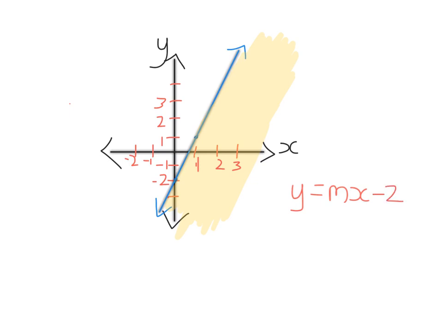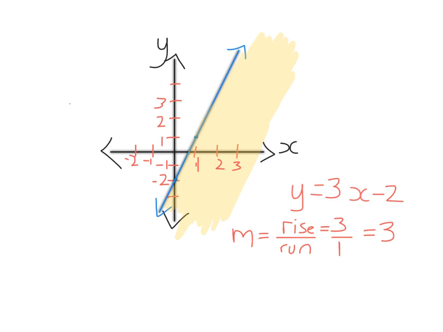So now we find the gradient. Remember, gradient is rise over run. To go from this point to this point, I've gone across 1 and up 3. So the rise, how far I've gone up, is 3. The run, which is how far I go to the right, you always go to the right. Start at the leftmost point and go to the right. The run here was 1. I went across 1 to the right and 3 up. The gradient is 3, therefore. So that means the equation of the line that's graphed is y equals 3x minus 2.